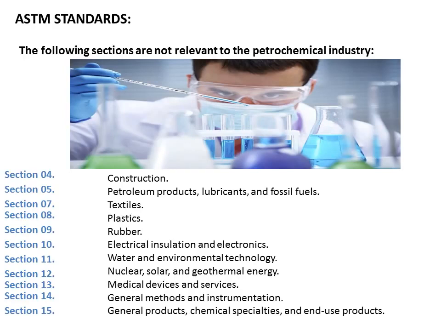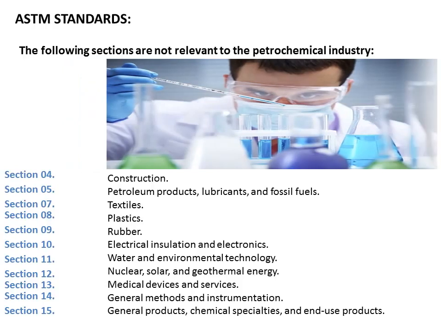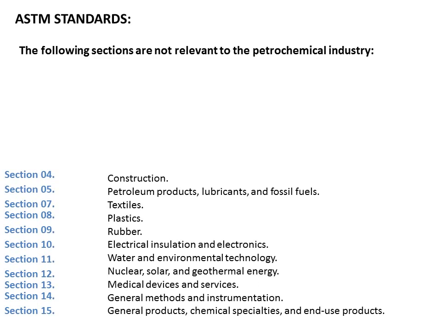So these are the sections that are not particularly relevant to the petrochemical industry, and they are the ASTM standards for other industries like construction, petroleum, textile, plastics, rubbers, electrical insulation, water and environmental, nuclear, medical device, general methods for instrumentation, and chemical specialities and end-use products.